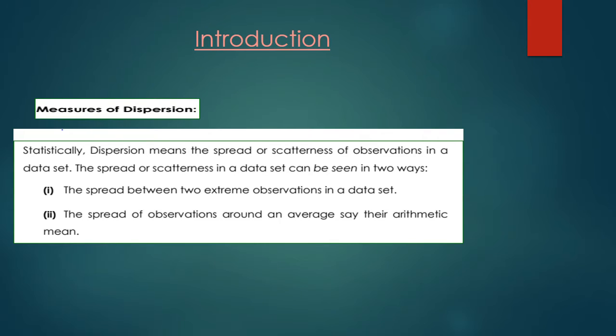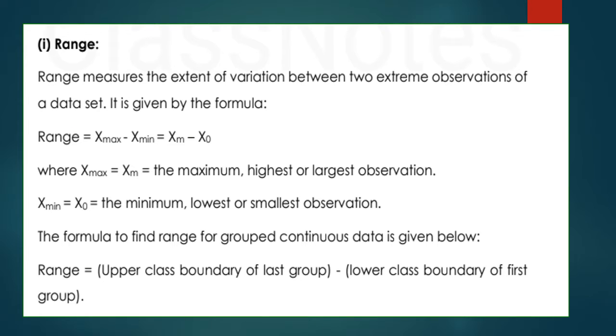Introduction. Measure of dispersion. Statistically, dispersion means the spread or scatteredness of observations in a data set. The spread in a data set can be seen in two ways: the spread between two extreme observations in a data set, and the spread of observations around an average, say their arithmetic mean. Number 1 is range. So first we will explain range.